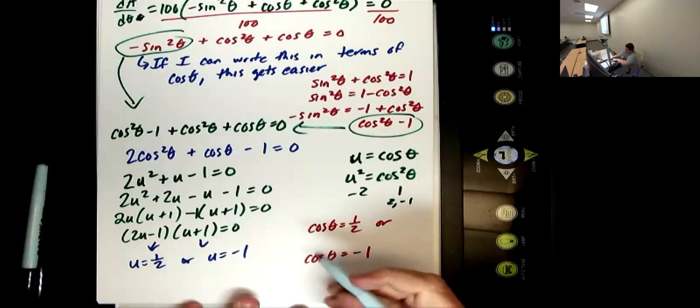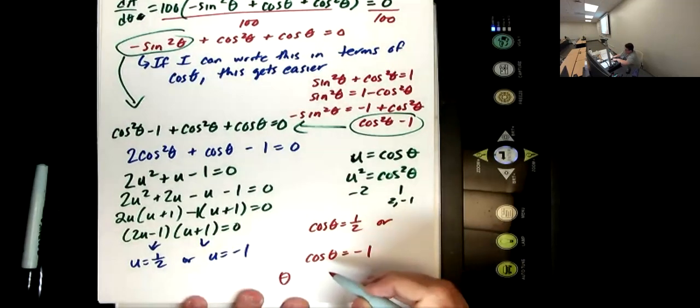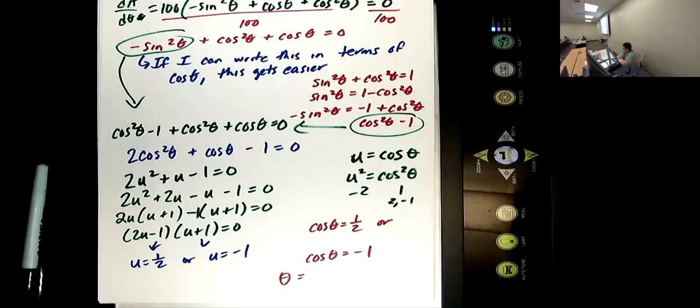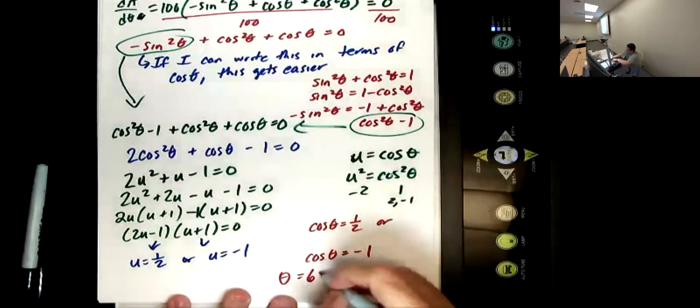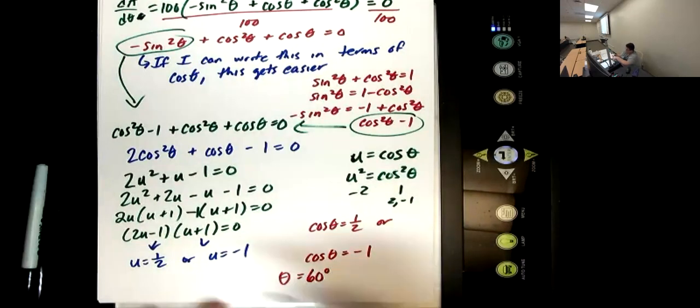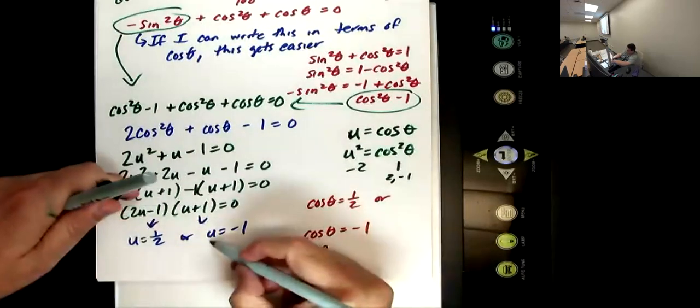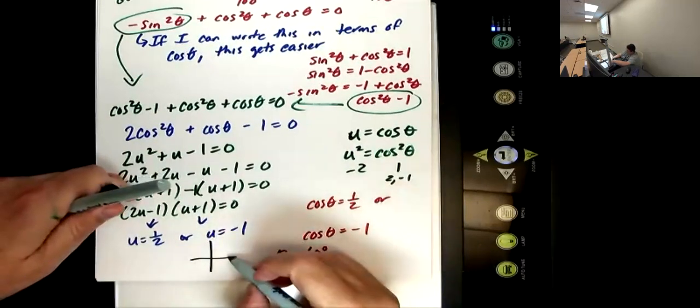So what are my options for theta? What's the degrees? You don't have to give me the radians. What cosine angle makes cosine 1/2? Ooh, 60. It's 60. 60 degrees is the only one. Let's take a look at the unit circle. We could do -60, but that doesn't help us any. 60 degrees is right there.